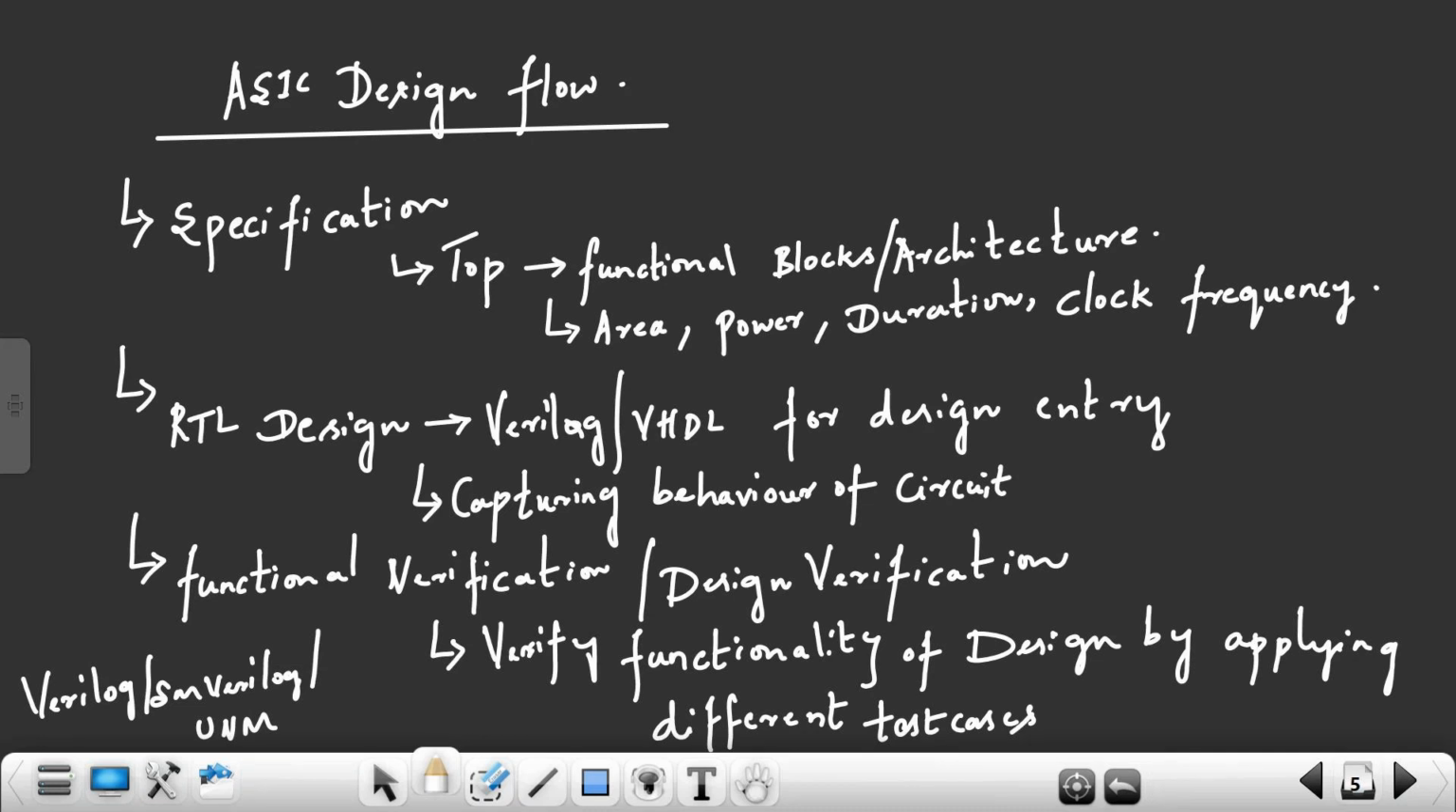UVM is a methodology to make what? Functional coverage and code coverage 100%. How to meet it? So there is a methodology for that. You should be knowing this.